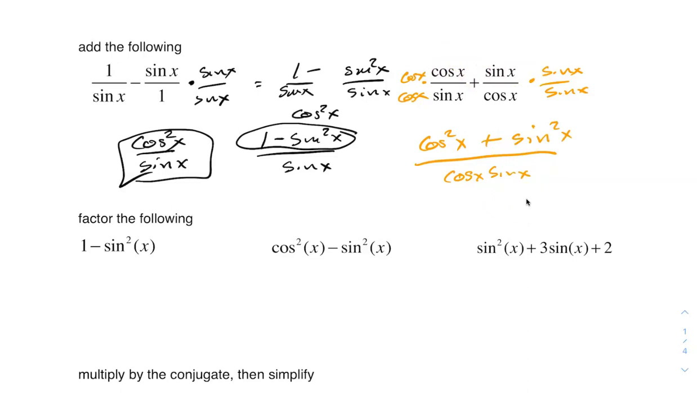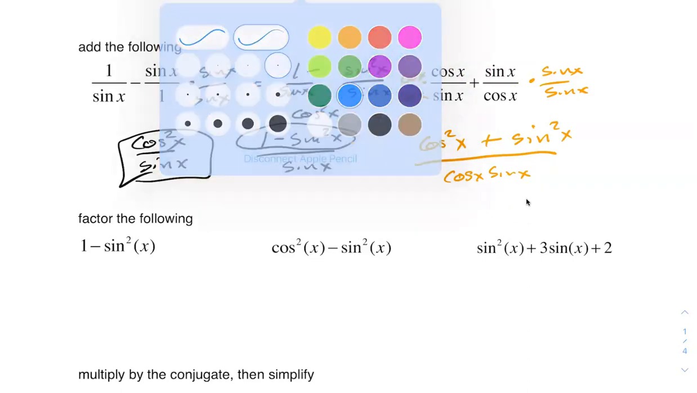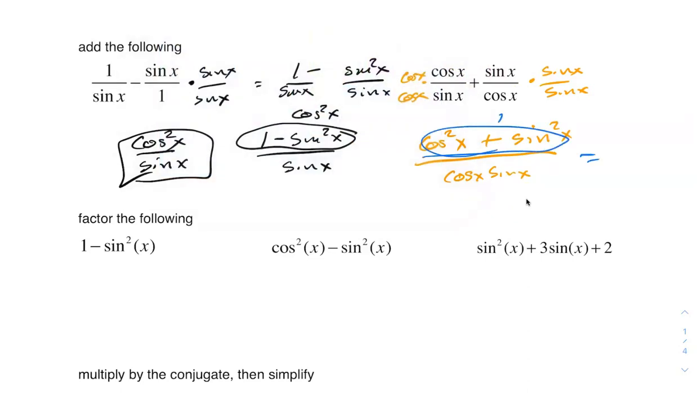And now you have this. Can you go any further? Well, cosine squared plus sine squared is 1. So I get 1 over cosine x sine x. So I can leave it like that.